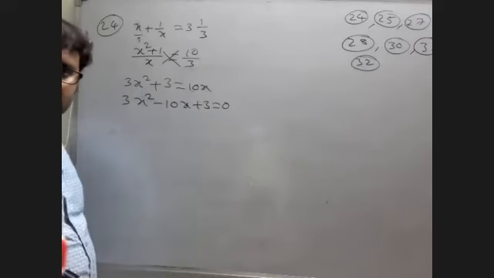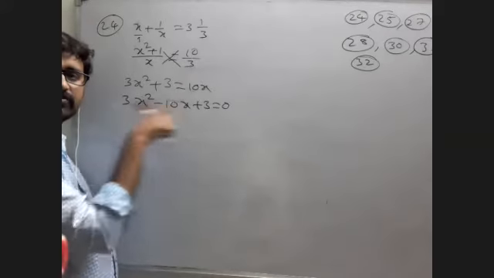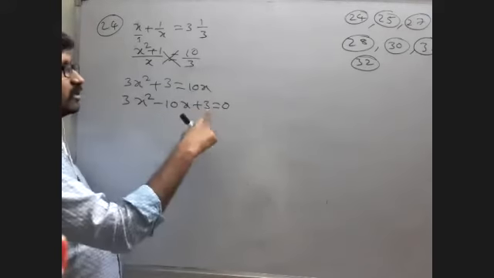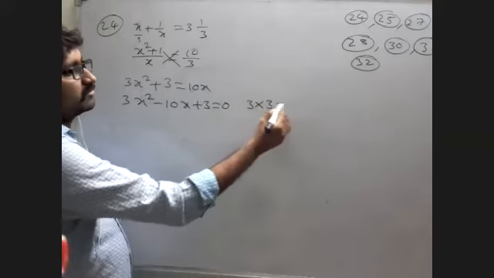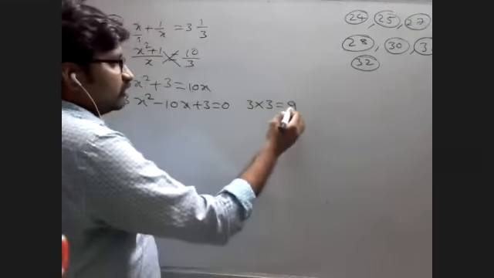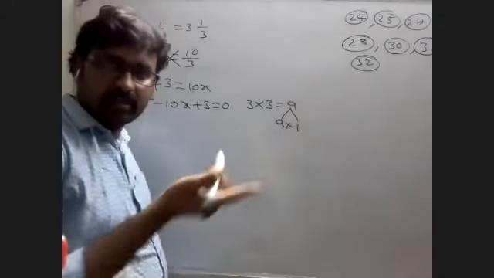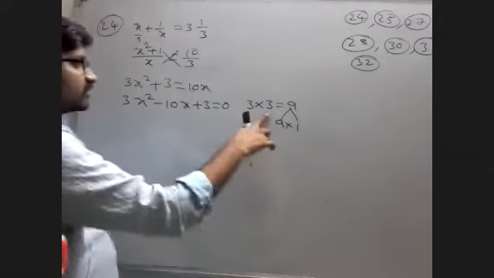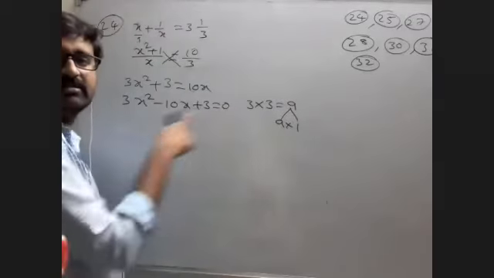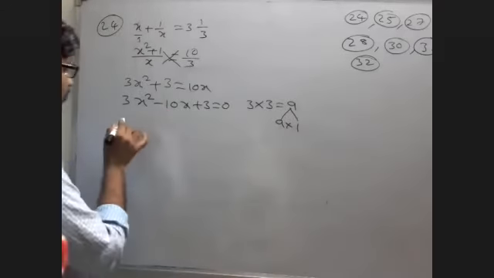Now factorization. To factorize, we have to know the coefficient of x square and the constant. 3 into 3 is 9, and we have to know the factors of 9. Only one, that is 9 into 1. Already 3 3s are over, so the remaining is 9 into 1 is 9. Now 3 plus 3 is 6, not 10. 3 minus 3 is 0, not 10. 9 plus 1 is 10, we are getting that. So what can we take?